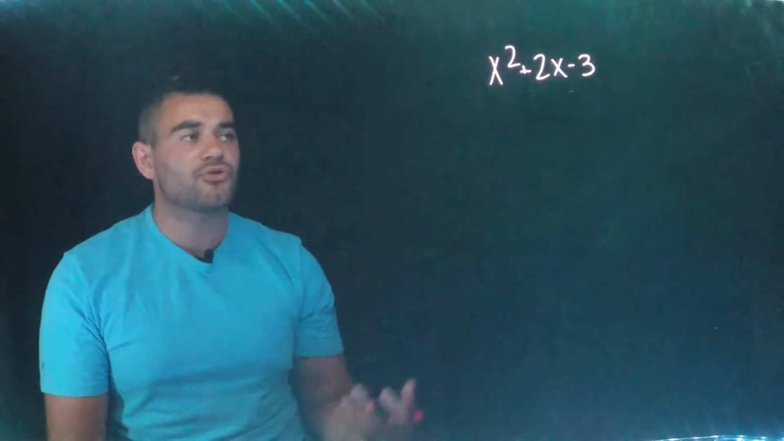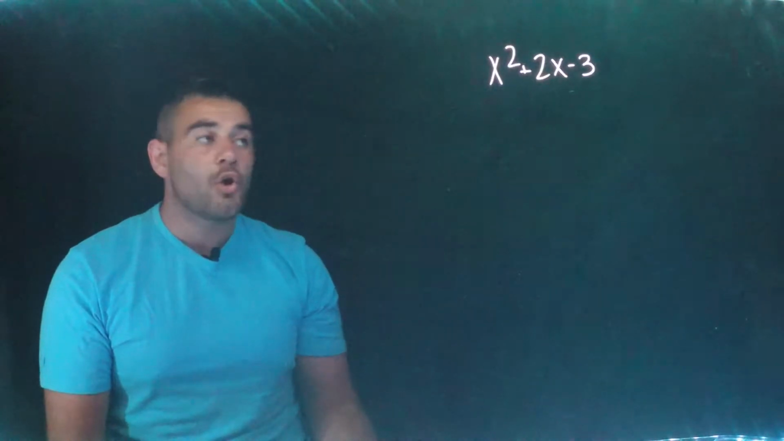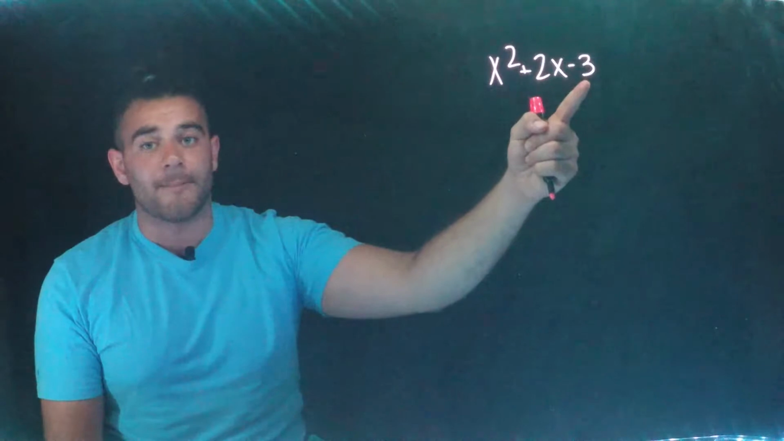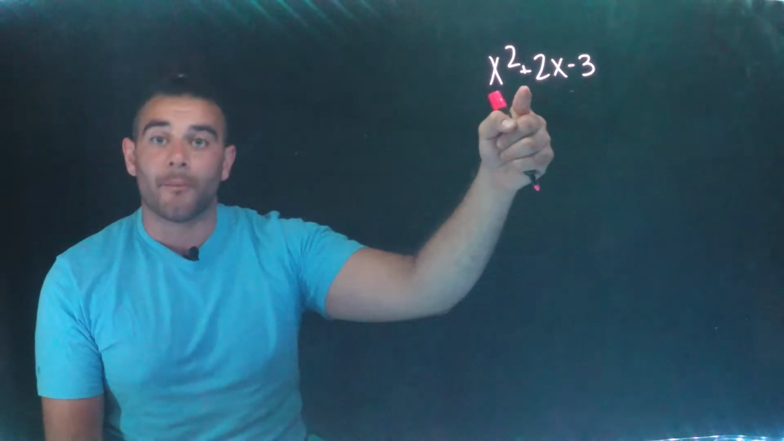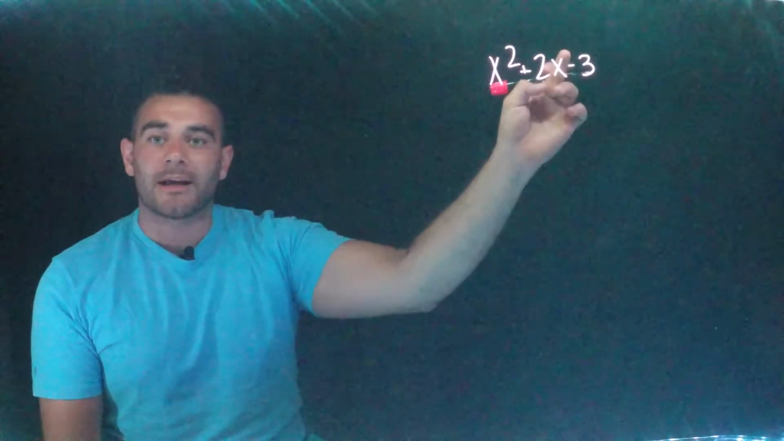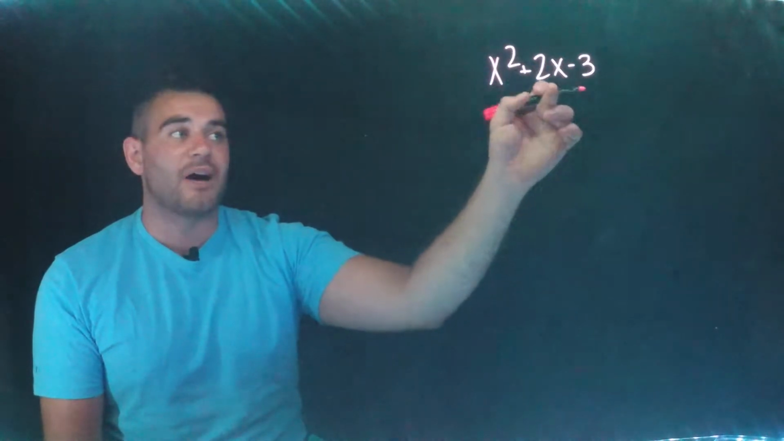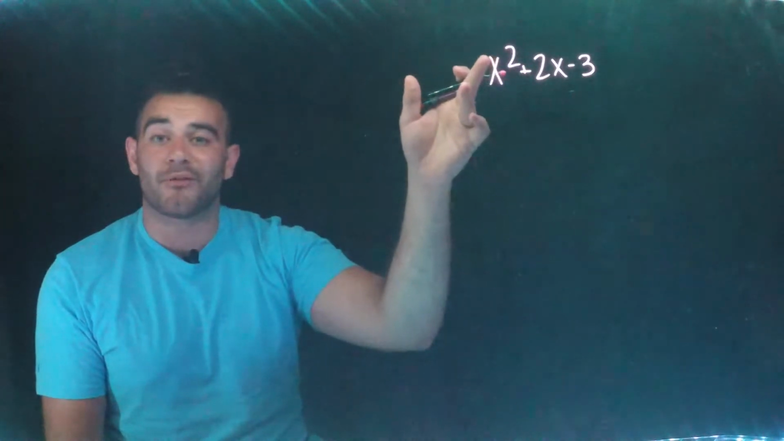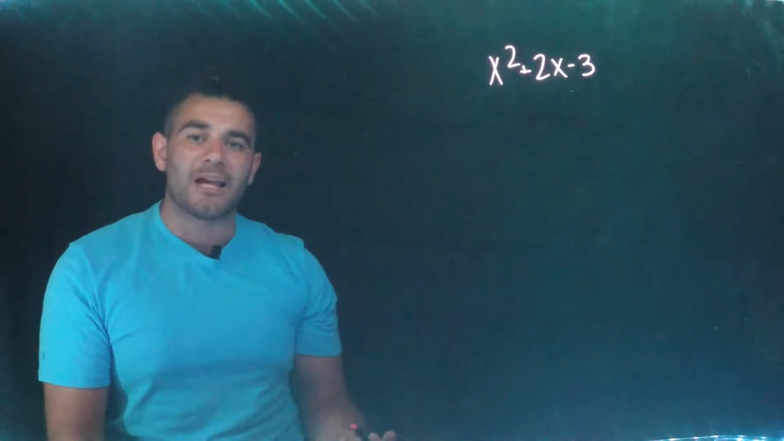So to factor a trinomial into simplest form, we need to find two numbers that multiply to -3 and add to 2, to positive 2. So we say that this is our C value. Our -3 is our C value, and our positive 2 is our B value. And over here, if we had a number in front of x squared, that would be our A value.